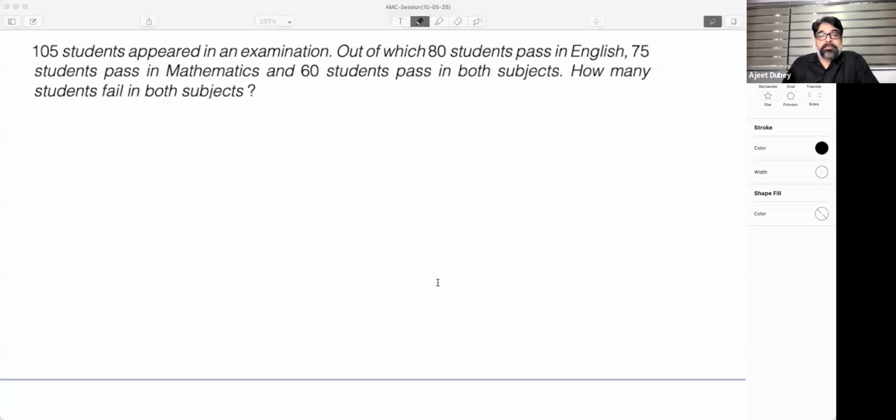So, total number of students is 105. Those who pass in English, the answer of this question should be 10. I'm just telling you the answer of this question should be 10.